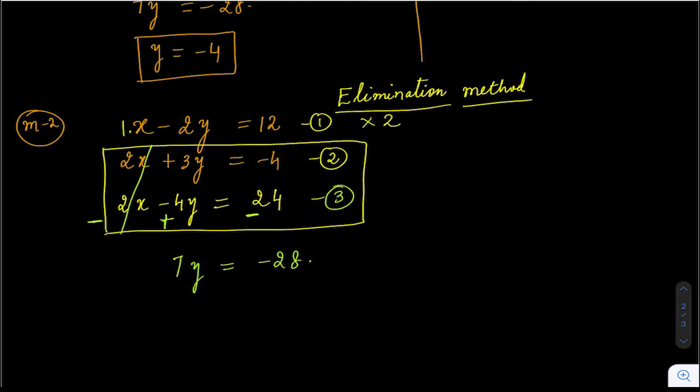See, you are getting again the same value of y as minus 4. So this is what you can use.